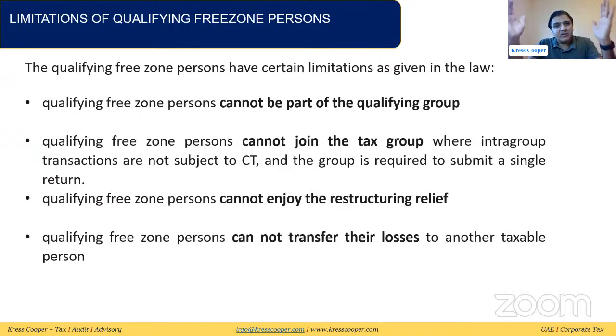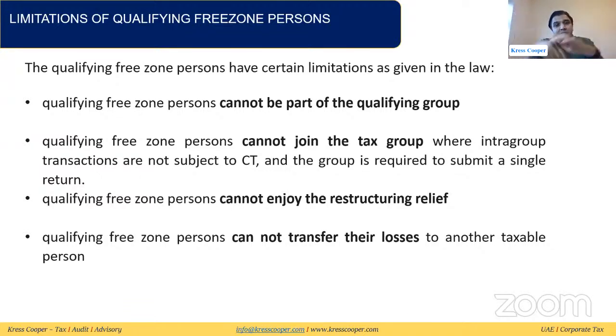If there is some sort of restructuring, even outside of the group, if a group is transferring a full or independent part of business to another taxable person, the law says it will be treated as a transfer of a going concern. It will not be subject to corporate tax. But if this business is being transferred to the qualifying free zone person, or the qualifying free zone person itself is transferring business to another taxable person or potential taxable person, still it will attract corporate tax.